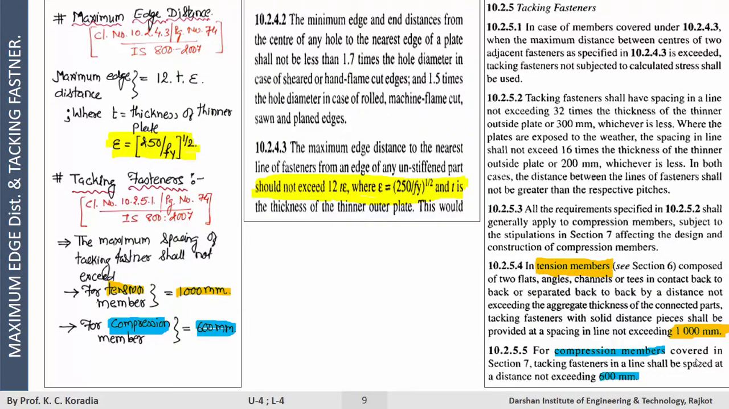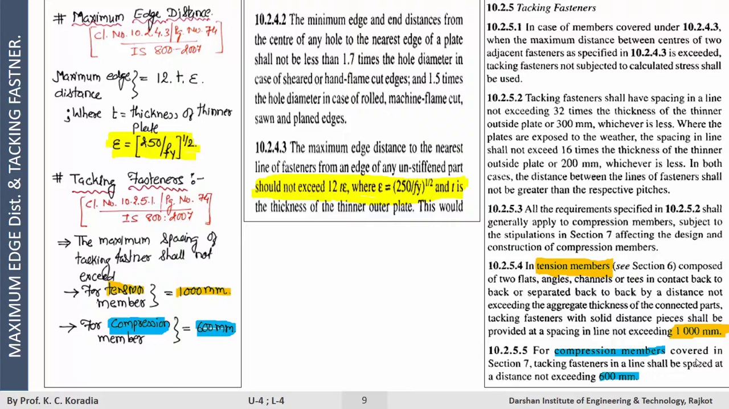Next is the maximum allowable edge distance, which is given in clause number 10.2.4.3, page number 74 of IS 800 2007. The maximum edge distance to the nearest line of the fastener from any edge of an unstiffened part shall not exceed 12 t epsilon, where epsilon is (250 by fy) whole raised to 1 by 2 and t is the minimum thickness of the plate.